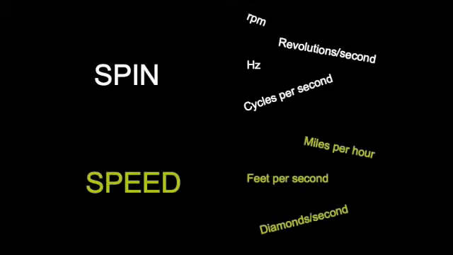Here's speed, the speed that the ball is traveling. It would be measured in miles per hour, feet per second, diamonds per second, some distance divided by time. Let's look at the ratio of these two things, the spin divided by the speed.